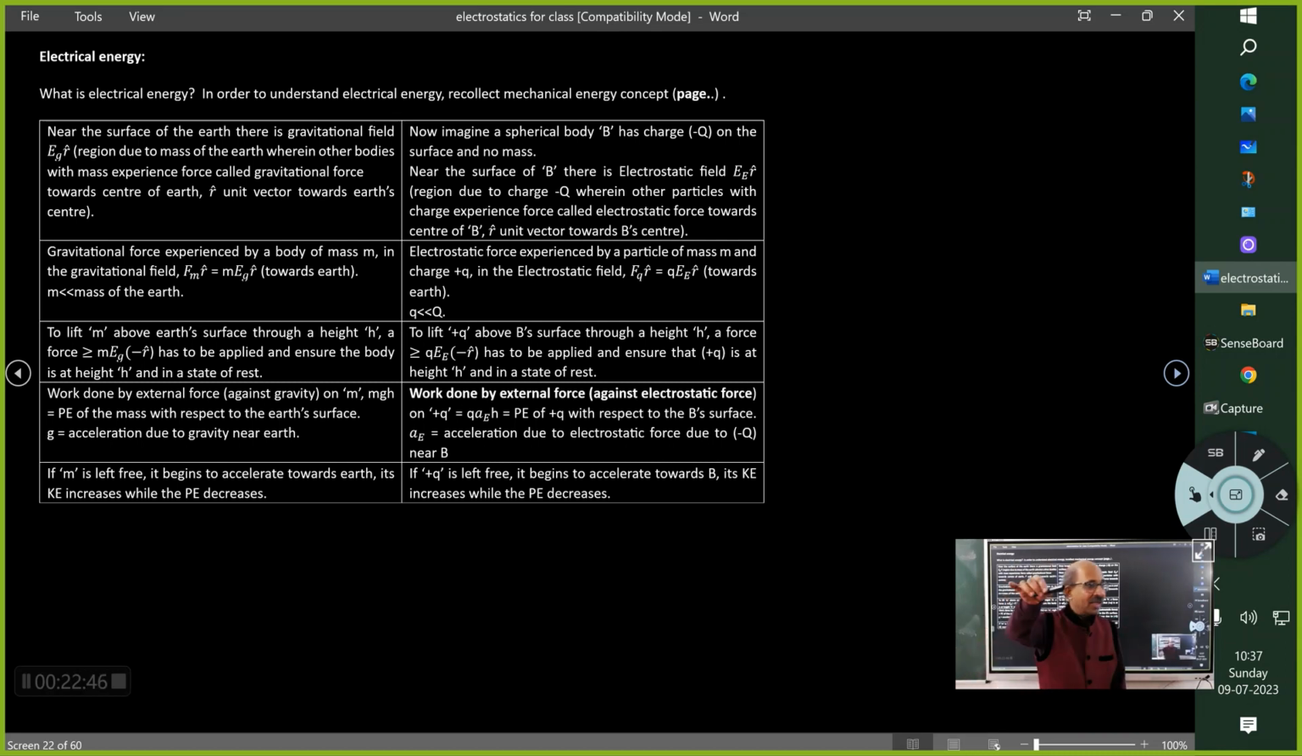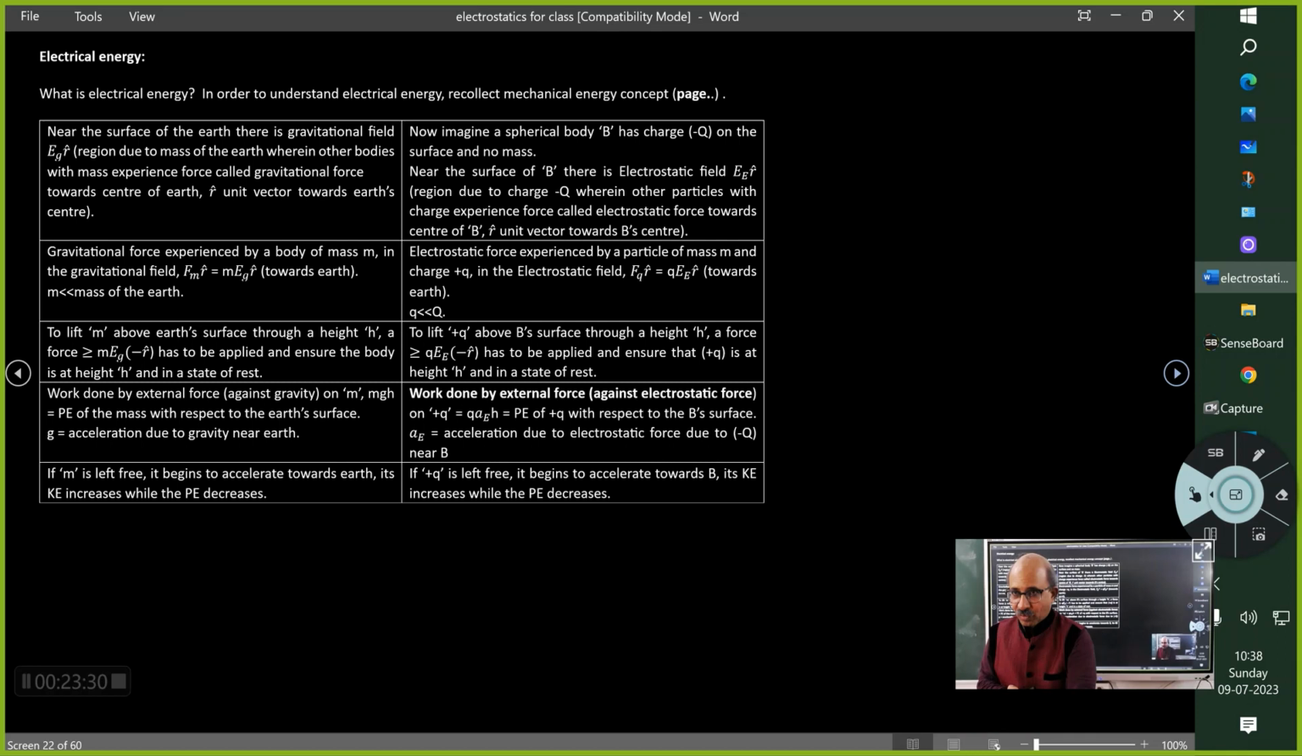If this is Earth, this will have gravitational potential energy. If this is charge, if this is an electric field, this will have electrostatic potential energy. See, the term potential energy is common to both. So we can have a general definition for potential energy. What is the general definition of potential energy? I will define it once. The potential energy of this body is the negative of the work done by conservative forces.